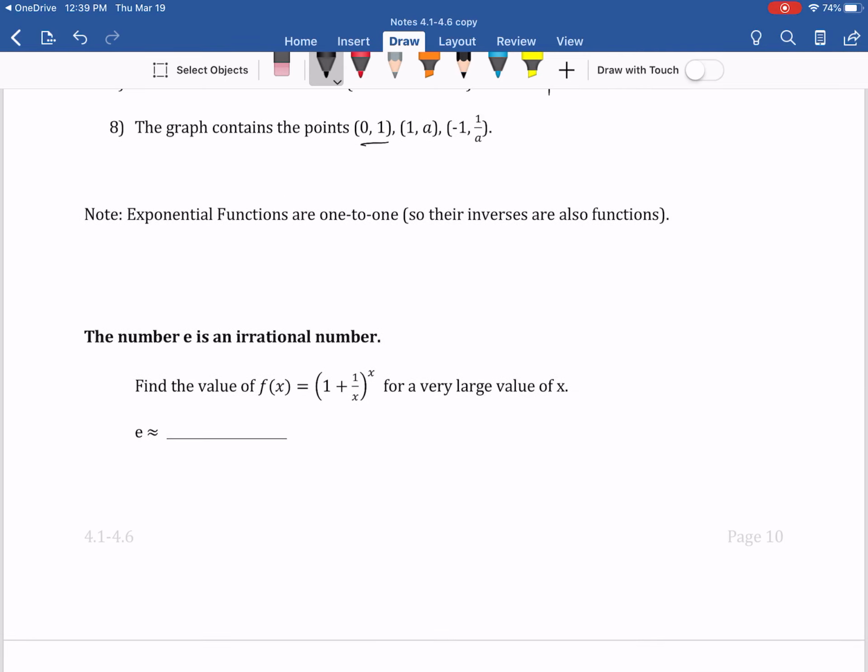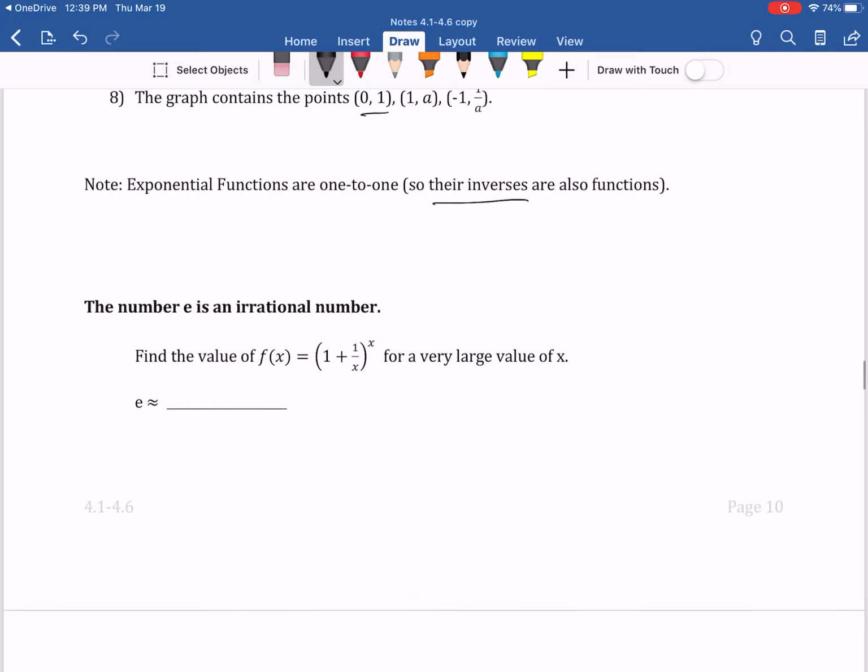Let's see what else. Exponential functions are 1 to 1. We talked in the previous videos about a 1 to 1 function. Do a quick horizontal line test. You'll see that you never cross more than once. Therefore, their inverses are functions. And spoiler alert, the next section we're going to discuss is going to refer to the inverse of an exponential function, which is your log functions, not lag. Log functions. So when we get to the log functions, you'll understand what I'm talking about.